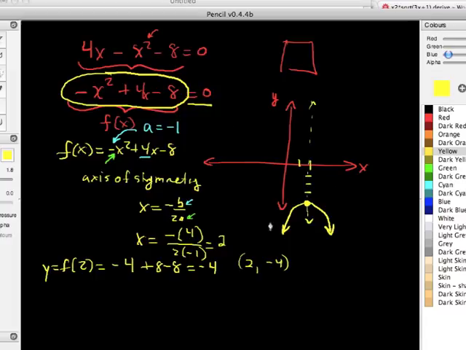So we can say that since it will never cross the x-axis, this function right here will never equal 0, right? That's what we were wondering. So this equation right here has no solution.